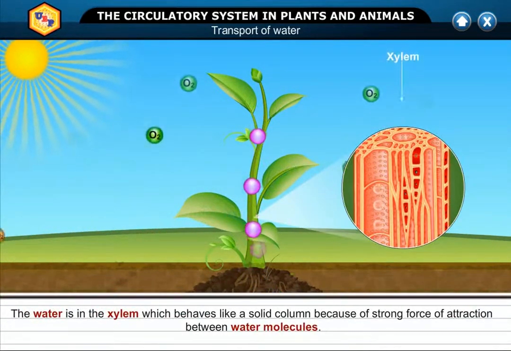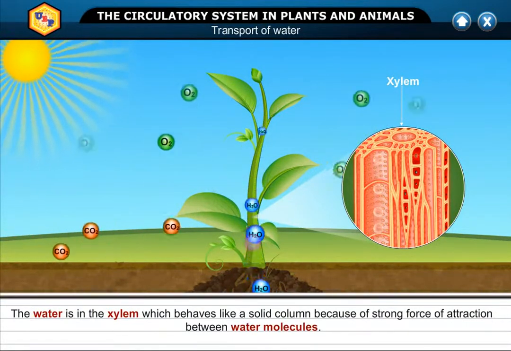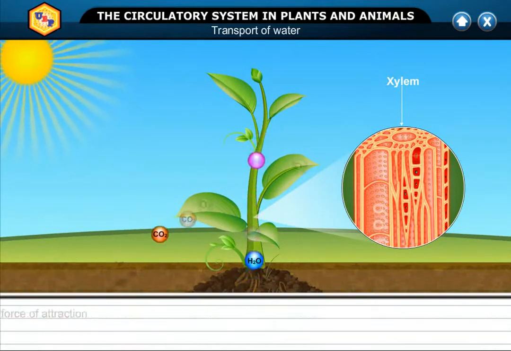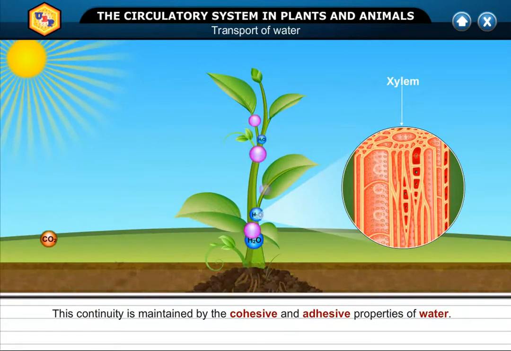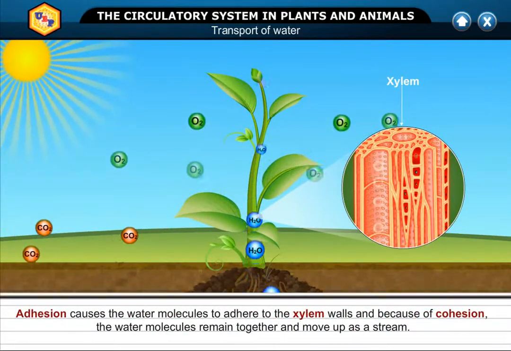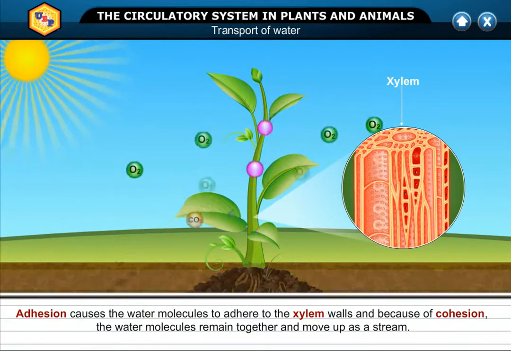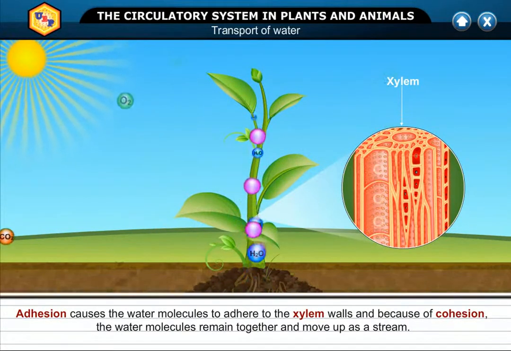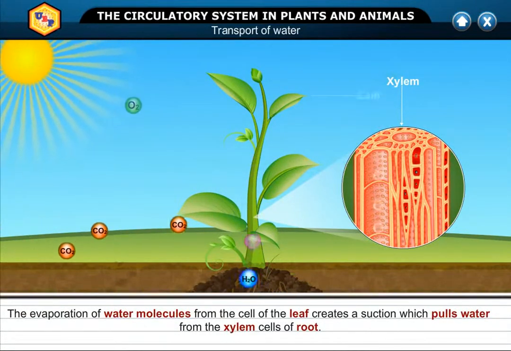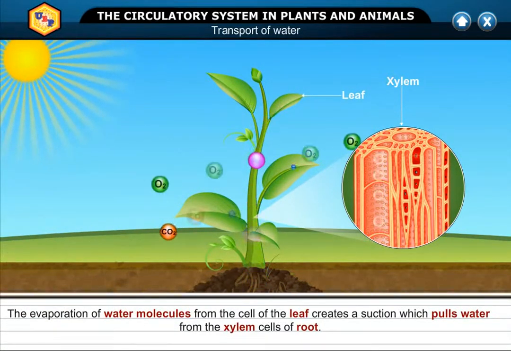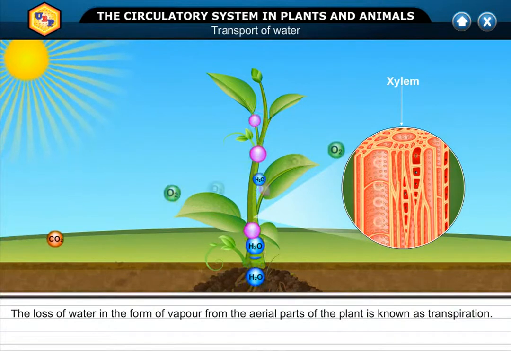The water in the xylem behaves like a solid column because of the strong force of attraction between water molecules. This continuity is maintained by the cohesive and adhesive properties of water. Adhesion causes the water molecules to adhere to the xylem walls, and because of cohesion, the water molecules remain together and move up as a stream. The evaporation of water molecules from the cells of the leaf creates a suction which pulls water from the xylem cells of the root.